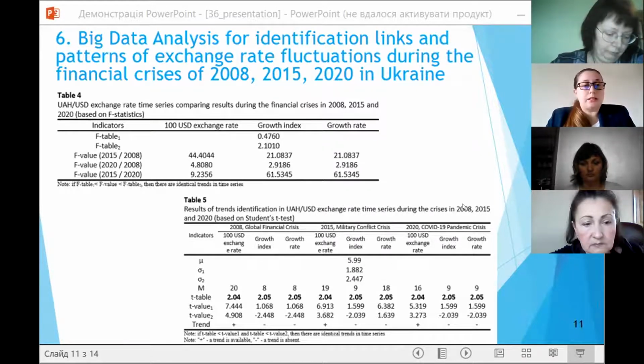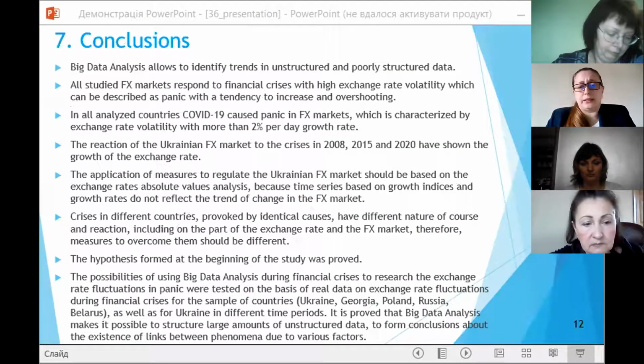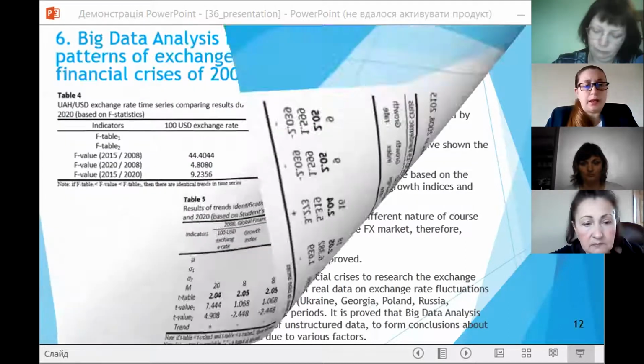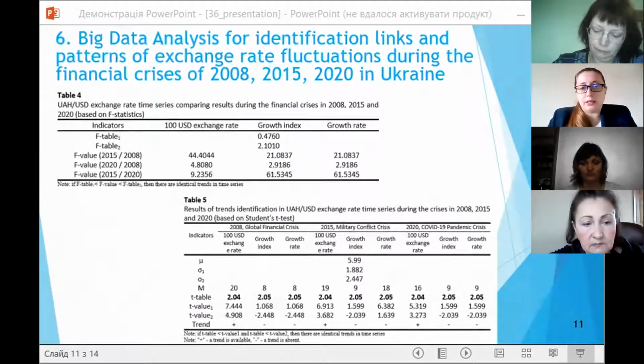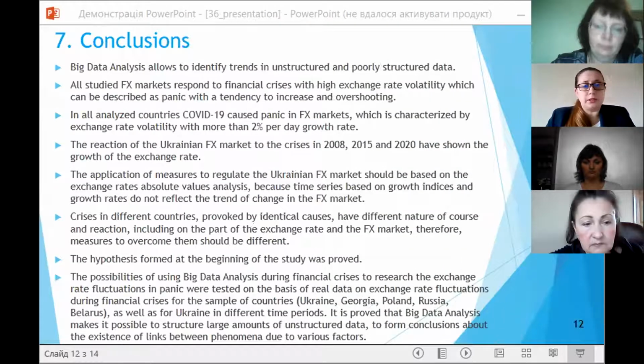Also, the results of the student's test allow us to confirm that there is a clear trend, a tendency to increase, in the exchange rate time series. And let's go to the conclusions. To summarize, we can say that big data analysis allows us to identify trends in unstructured and poorly structured data.